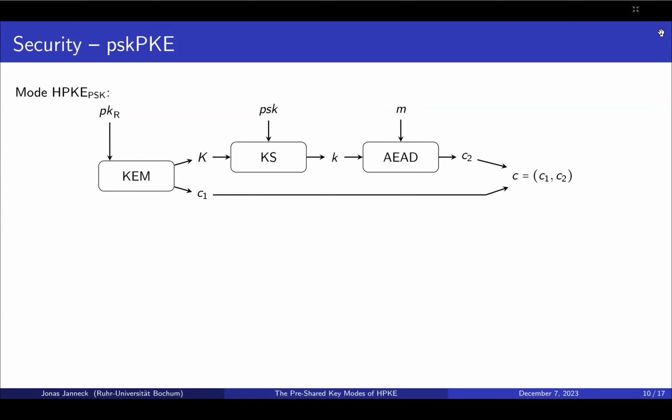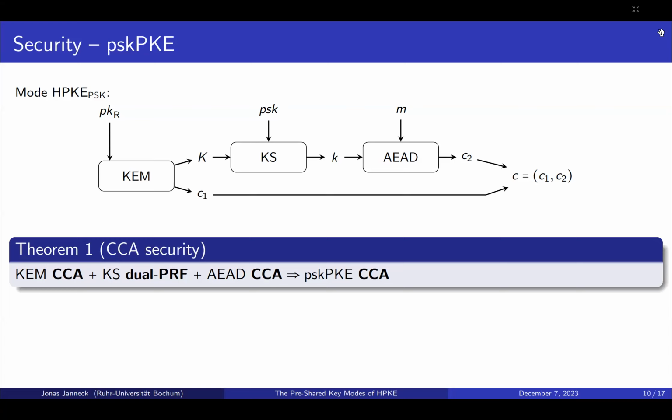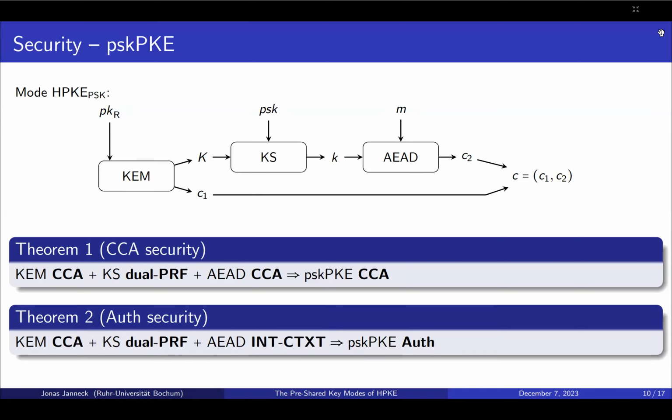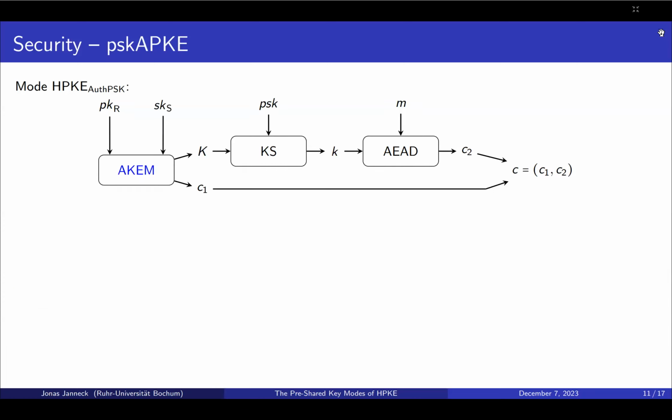Okay, here we have the appearance first for confidentiality. To show CCA security for PSK, PK, we need CCA security for N as well as for A and E, and the key schedule in the middle has to be a dual pair. And for accessibility, it's similar, just like the ciphertext is that which we for the A. Okay, so what's different for auth mode, the auth PSK mode?